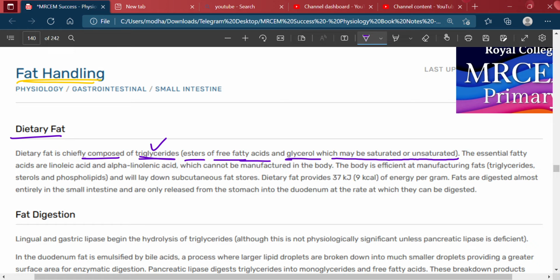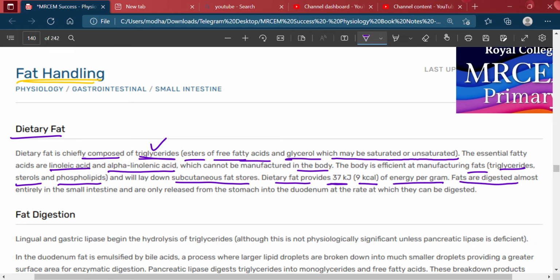The essential fatty acids are linoleic acid and alpha-linolenic acid, which cannot be manufactured in the body. The body is efficient at manufacturing fat, triglycerides, sterols, and phospholipids, and will lay down subcutaneous fat stores. Dietary fat provides 37 kilojoules, around 9 kilocalories of energy per gram.